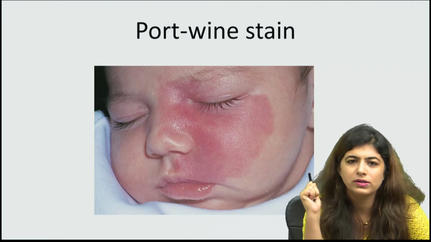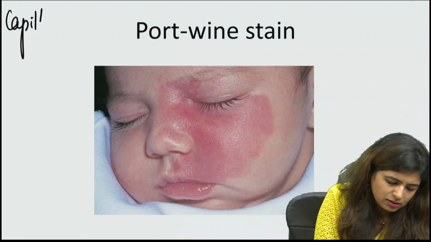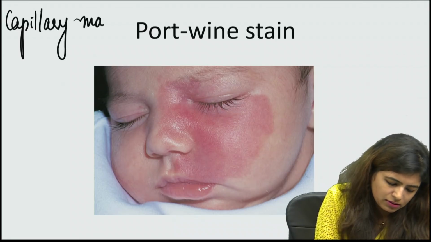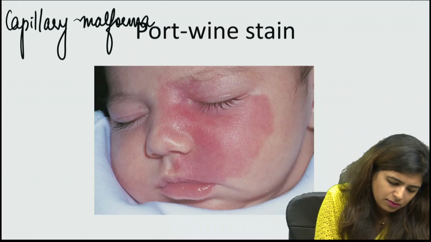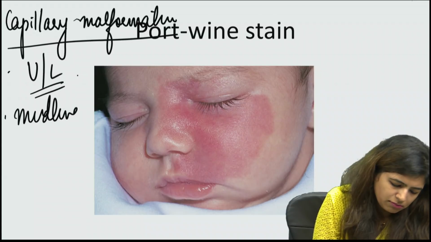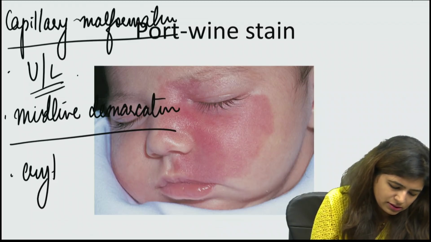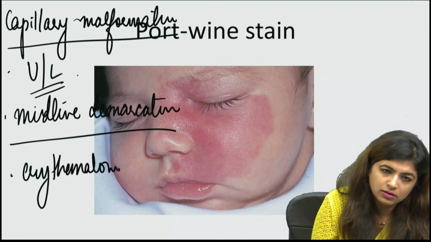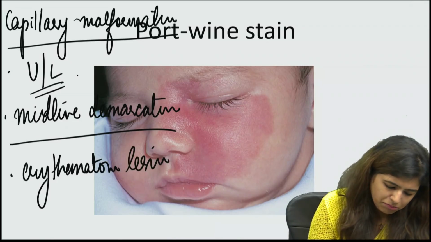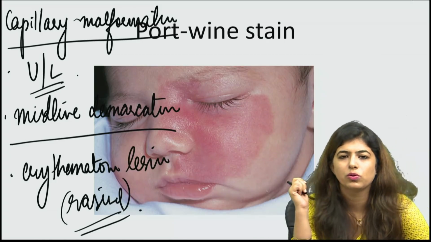Now, what was the next option in our question? The next option was a port wine stain. What is a port wine stain? This is a capillary malformation. This is generally unilateral, so there will be a midline demarcation, and it will be an erythematous lesion, but it may be slightly raised also.